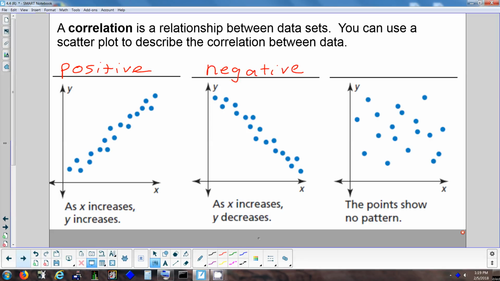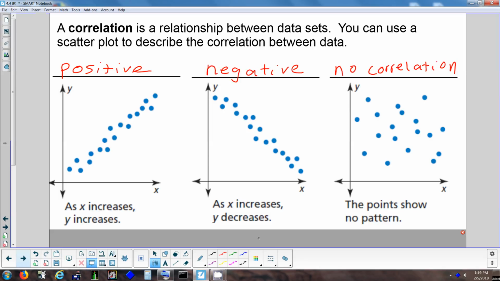Now, the last one, there isn't really a correlation. So we just say there's no correlation. They're kind of all over the place, there's no correlation.